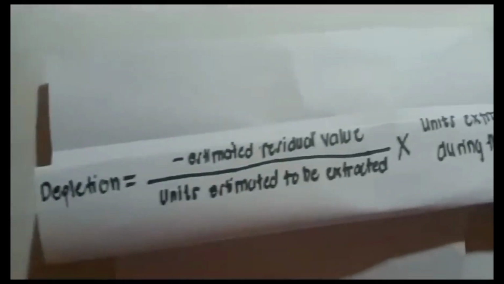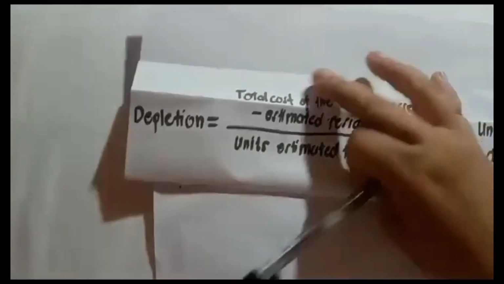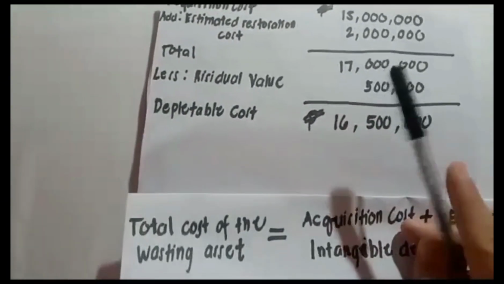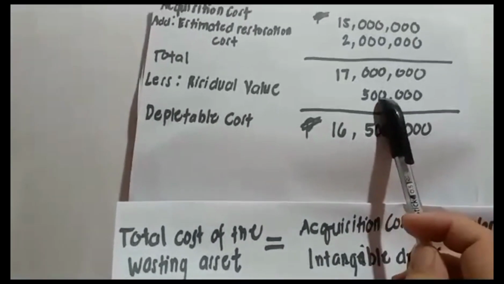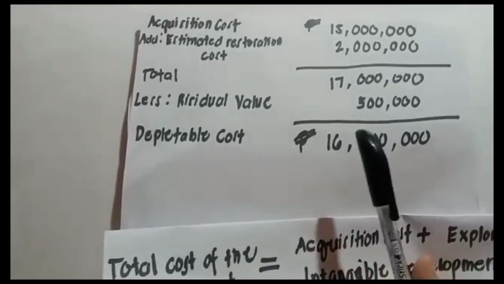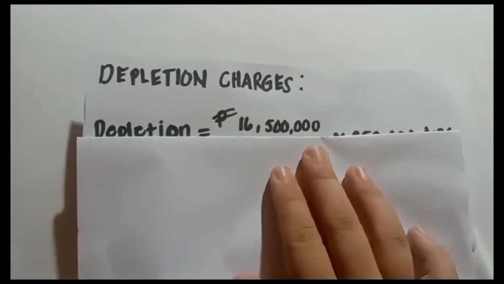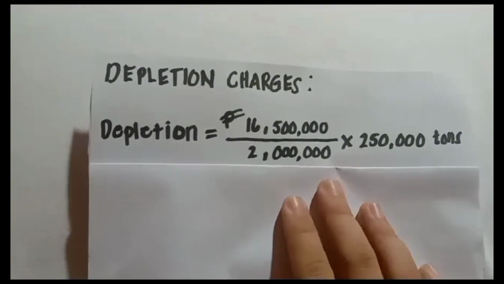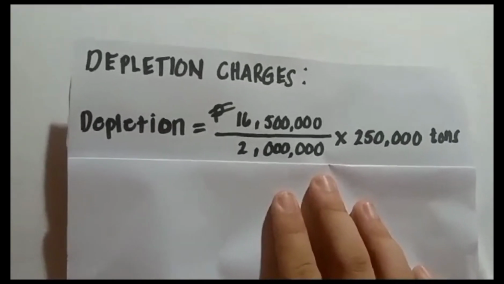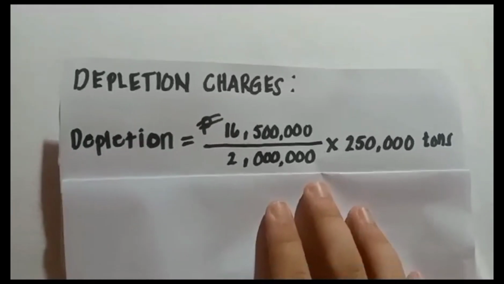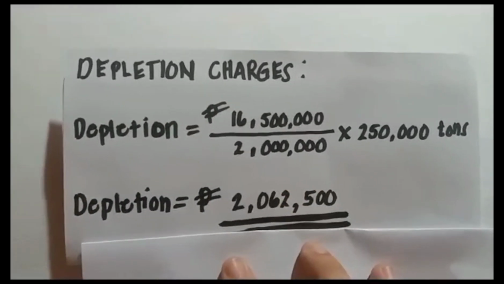And moadto na ta sa atong depletion. Ang formula sa depletion is total cost of the wasting asset minus estimated residual value. Atong kuhaon una ang atong total cost of the wasting asset na 17 million, atong i-less sa atong residual value na 500,000. So, makuha nato ang depletable cost na 16,500,000. Now, mag-compute na ta sa depletion charges. Ang atong units estimated to be extracted is 2 million. Imo na i-multiply sa 250,000 units extracted during the year 2021. So, we will come up to 2,062,500. Mao na atong depletion.